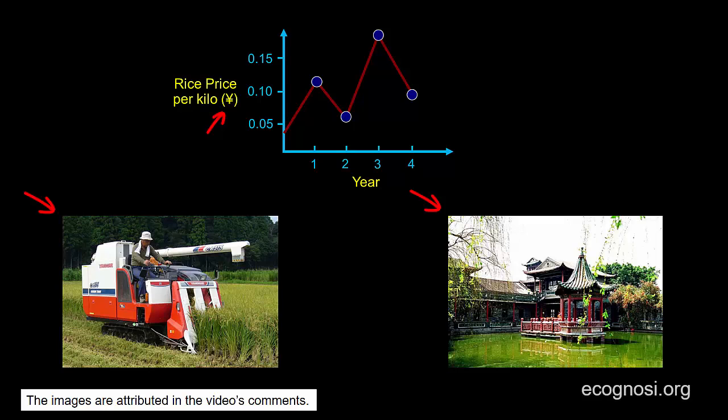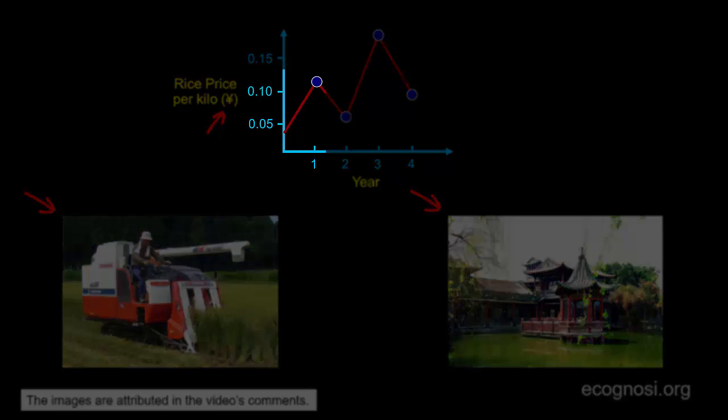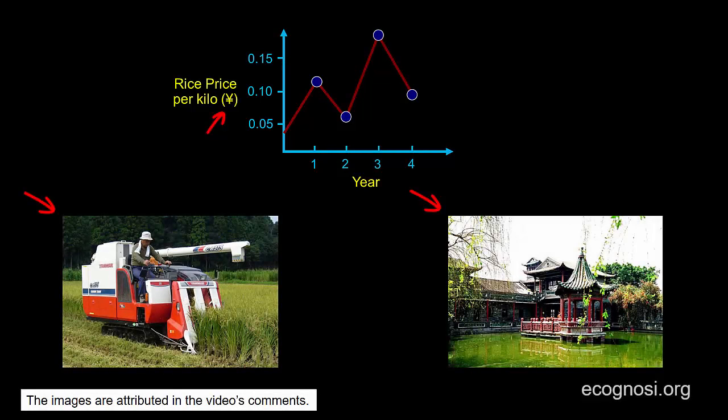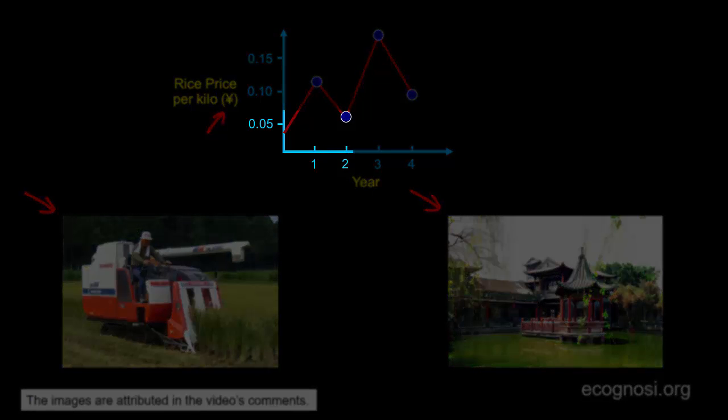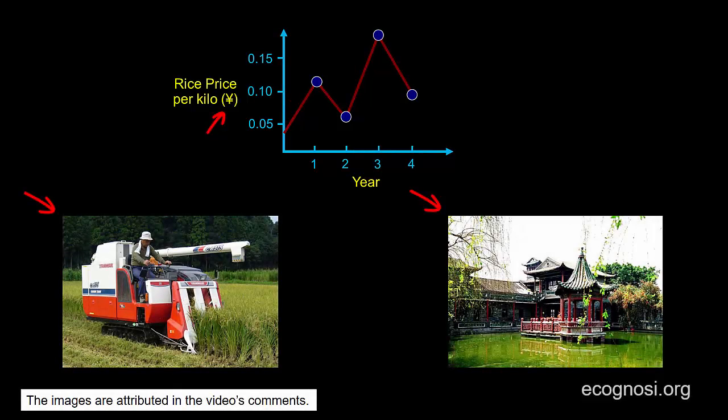As you can see, there's significant volatility in the price. In year 1, it's above 0.10. In year 2, it's approximately 0.05. Then there's a steep rise in year 3, and then a fall in year 4, and God knows where the price will go in the future.